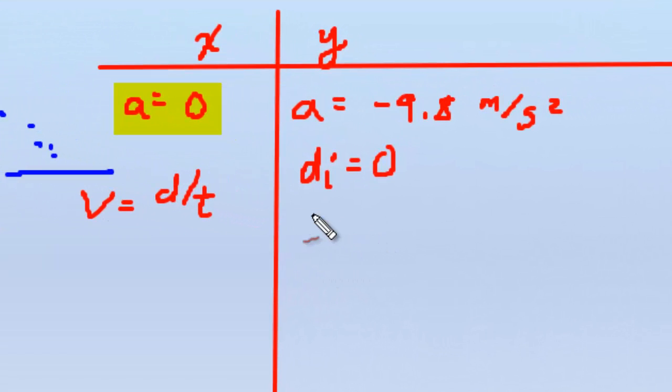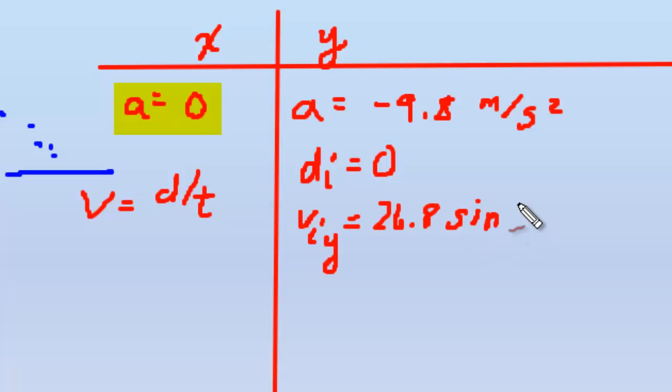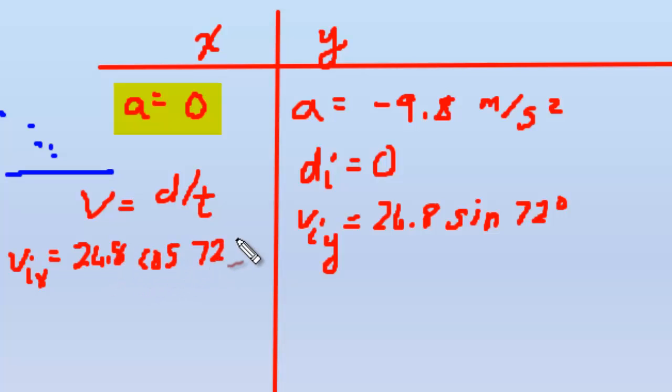We also want to go ahead and get our components right away. So v I y is equal to 26.8 meters per second times the sine of 72 degrees. v I x is equal to 26.8 meters per second times the cosine of 72 degrees.